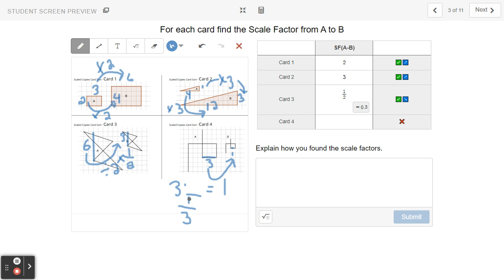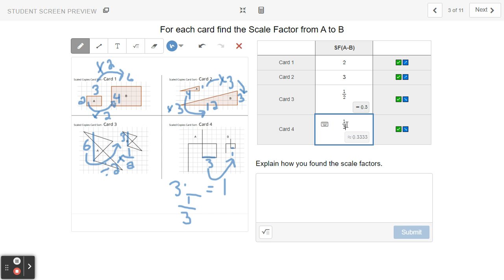And again, I'm choosing to write that as a fraction because I know fractions and division are the same. So this is actually the answer. This is the scale factor. We're multiplying by 1/3. So I'll go ahead and put that in for my answer.